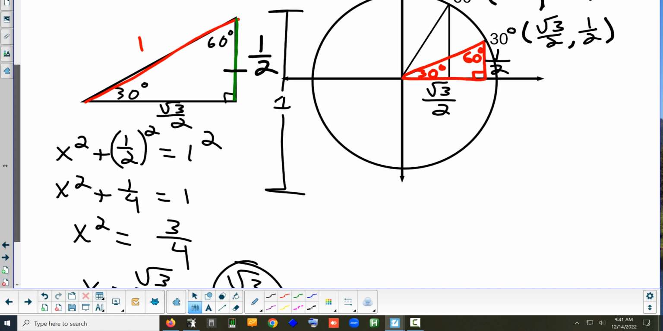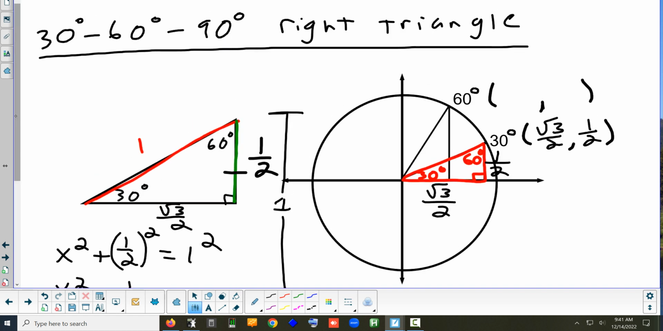So root 3 over 2, comma, 1/2. Now, look at the 60-degree triangle. It's the same triangle as the red one. But what's going to happen in the coordinate for the 60 compared to the 30? Remember, the red and the green are the same triangle. Yep. The x and y are going to swap. This is going to be your 1/2. That's going to be your root 3 over 2.